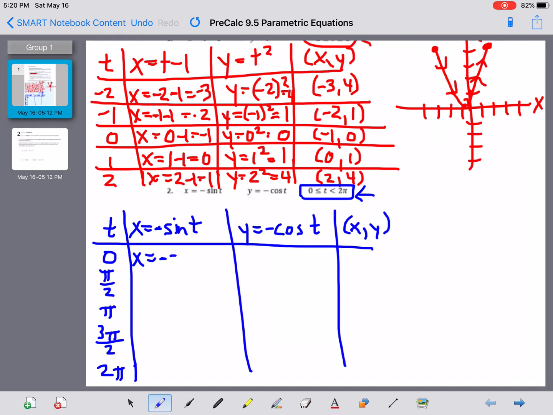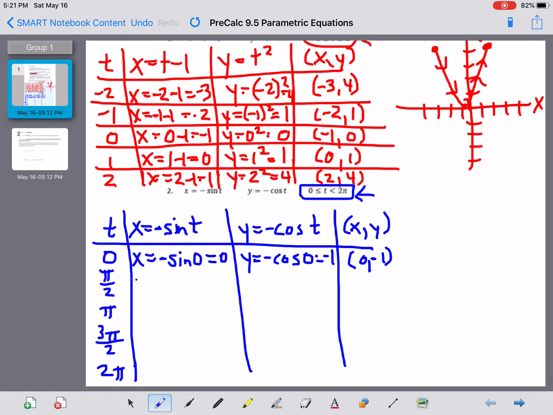All right, negative sine of 0. Well, the sine of 0 is 0. It's negative, it's still going to stay 0. Y equals negative cosine of 0. Well, the cosine of 0 is 1, but that negative will make it negative 1. So I end up with my first ordered pair of 0, negative 1.